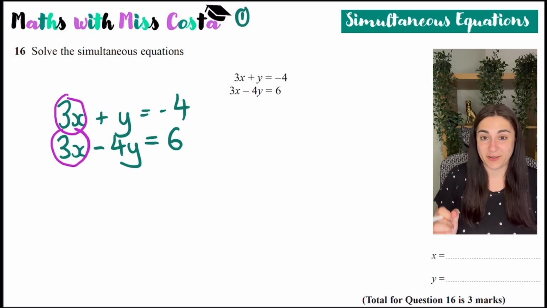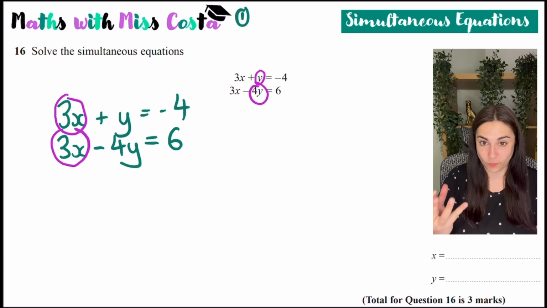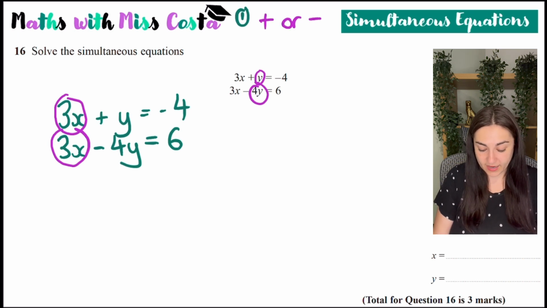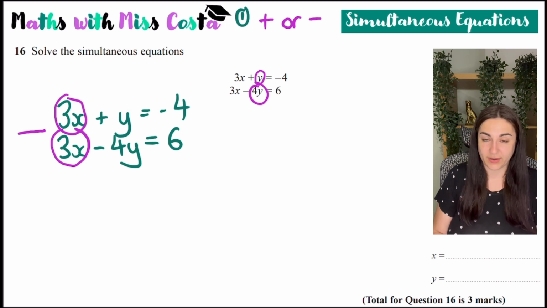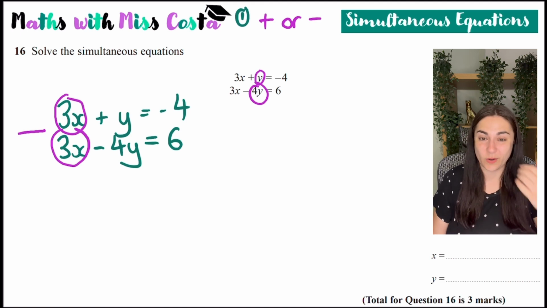So once you have variables that have the same coefficient, like y and 4y, they're not the same because y is not the same as 4y, whereas 3x is equal to 3x. So I circle those and I think, how can I eliminate them? Do I add, or do I subtract in order to eliminate? Well, 3 take away 3 is 0, so I know I'm subtracting. And then I have to subtract the whole equation.